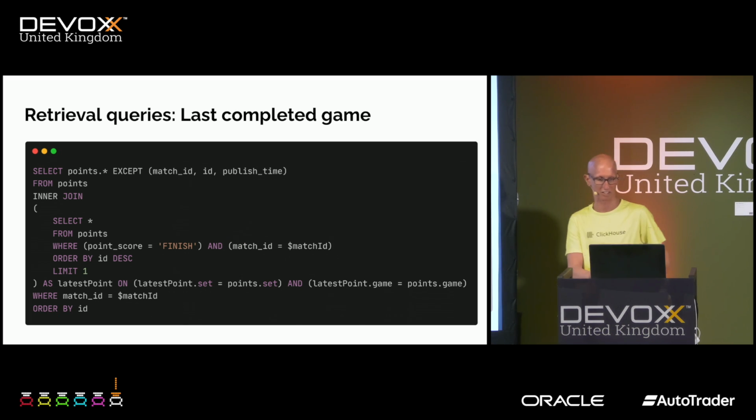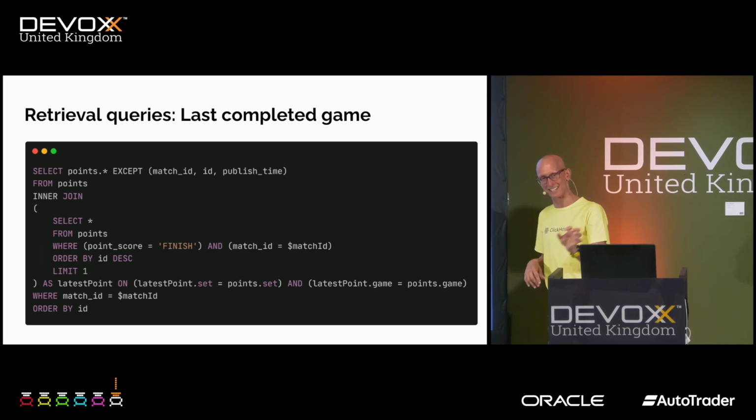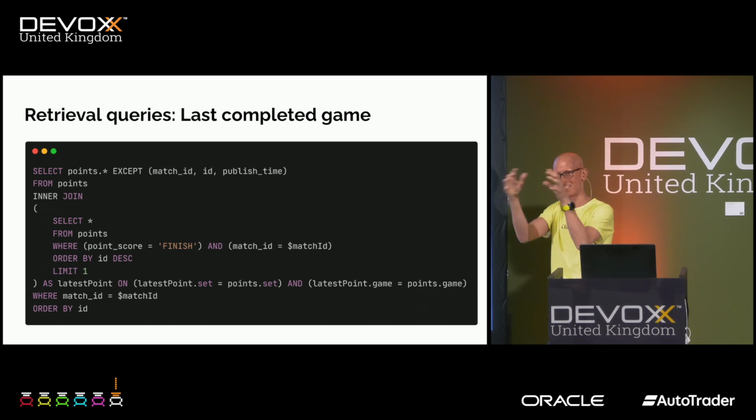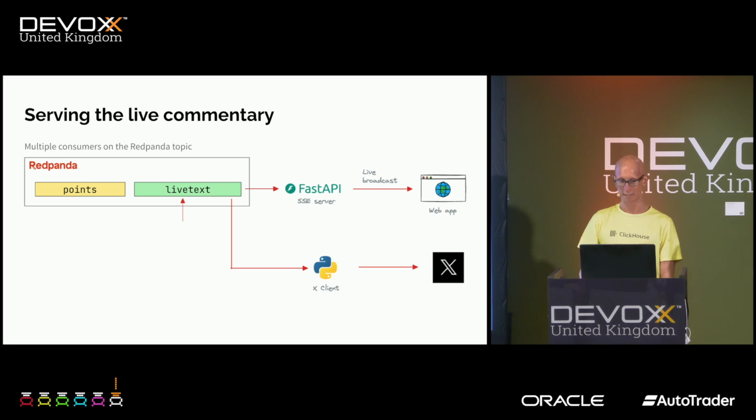So this one's a little bit tricky. The way to read it is to look at the subquery first. What we're doing is saying, find me the last point where the score was finished. That's what they use when a game is finished. Then join that back again with the points and find which game that was in, and then get all the points for that game. So effectively find the last point, then find which game it was in, get all the points for that game, and then feed those events back. That's effectively what we're doing.